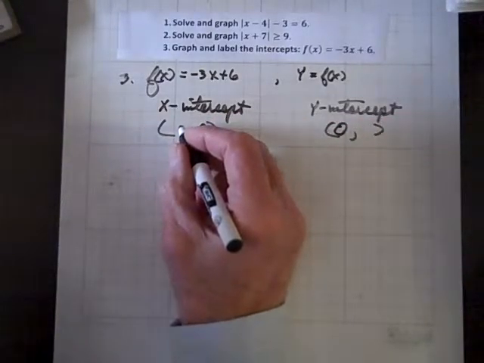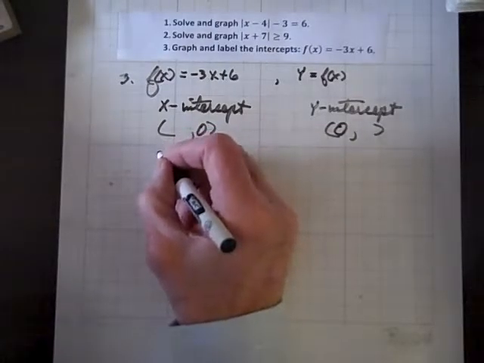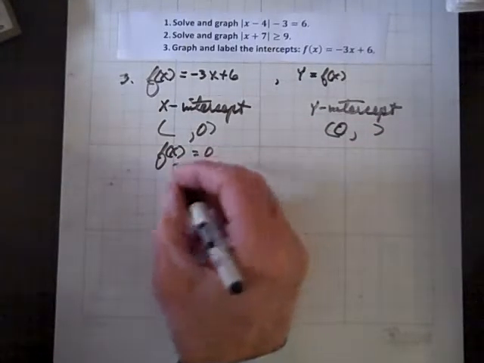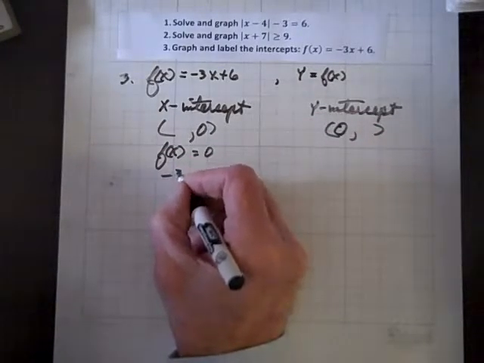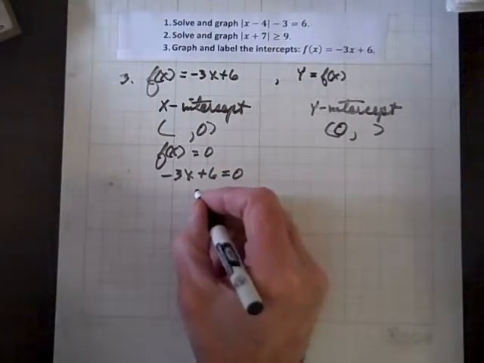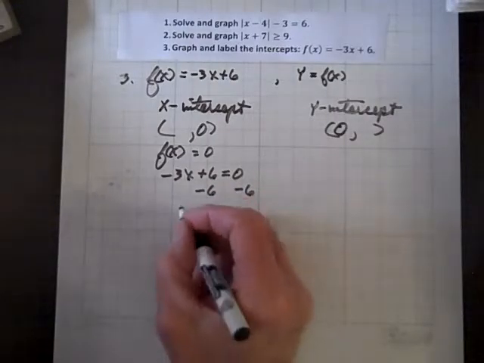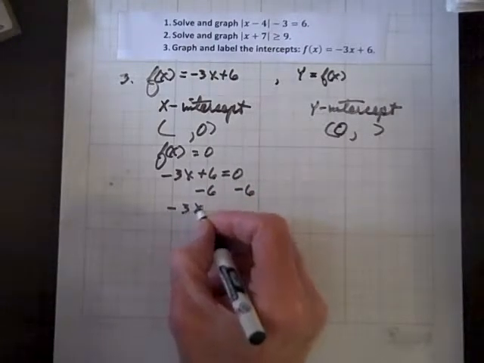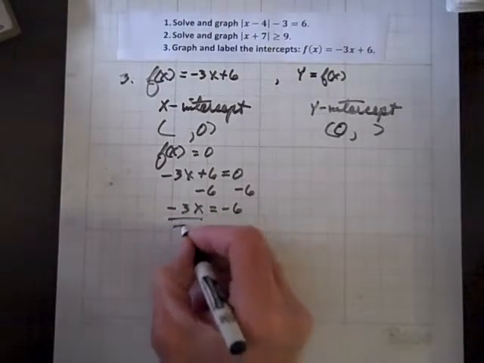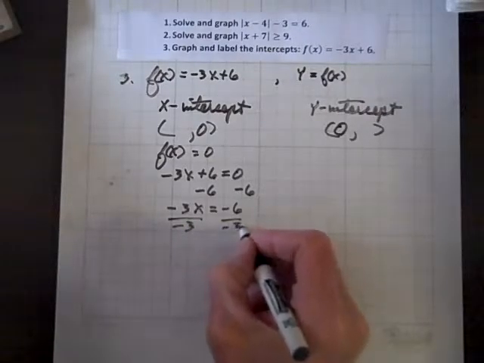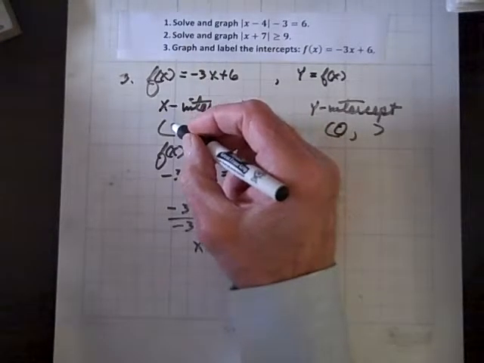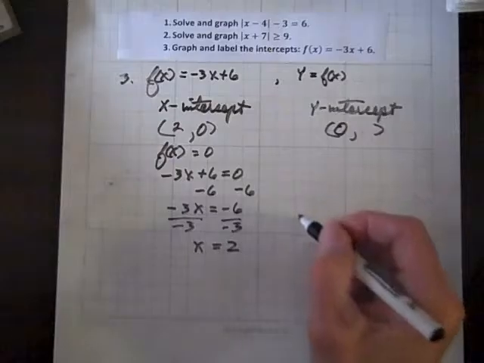Now back to this. We're going to set y equal to 0. That is, we're going to set f of x equal to 0. So, in other words, we've got negative 3x plus 6 equals 0. So we'll subtract 6 from both sides, and we get negative 3x equals negative 6. Now we'll divide both sides by negative 3, and we get x equals 2. So then our x-intercept is at 2, 0.